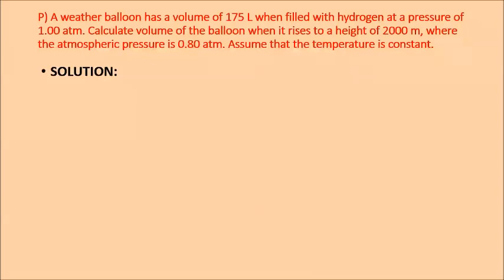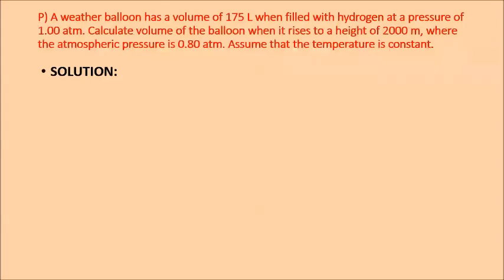Let's see a problem. A weather balloon has a volume of 175 liter when filled with hydrogen at a pressure of 1 atmosphere. Calculate the volume of the balloon when it rises to a height of 2000 meters, where the atmospheric pressure is 0.80 atmosphere. Assume that the temperature is constant. So this is our problem and we have to calculate the volume.